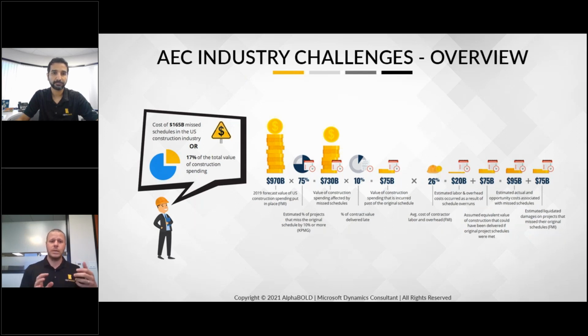Couple this with the $20 billion in labor and overhead incurred as a result of the overruns, plus $75 billion in liquidated damages, and you can see there's a lot of money being incurred as a result of overruns and missed schedules. So by simply solving the issues that we're presenting today, you can easily reduce costs for your organization and keep your projects on track, so you don't have to worry about all that kind of stuff.